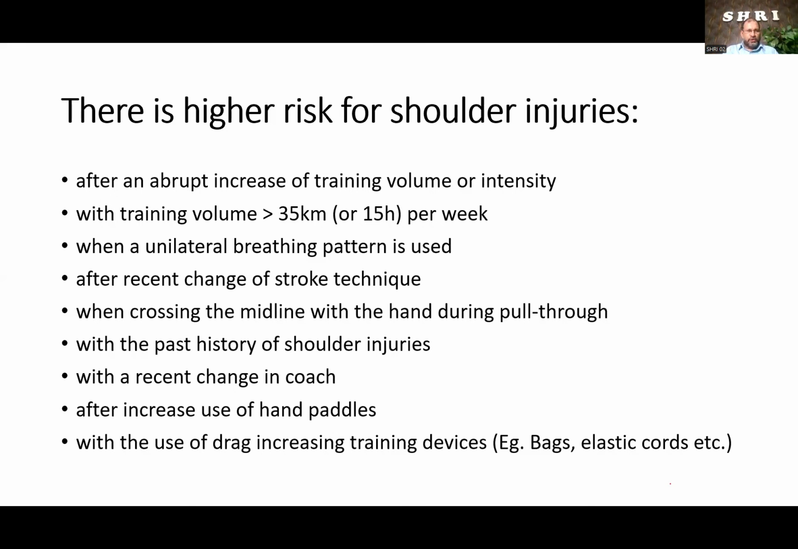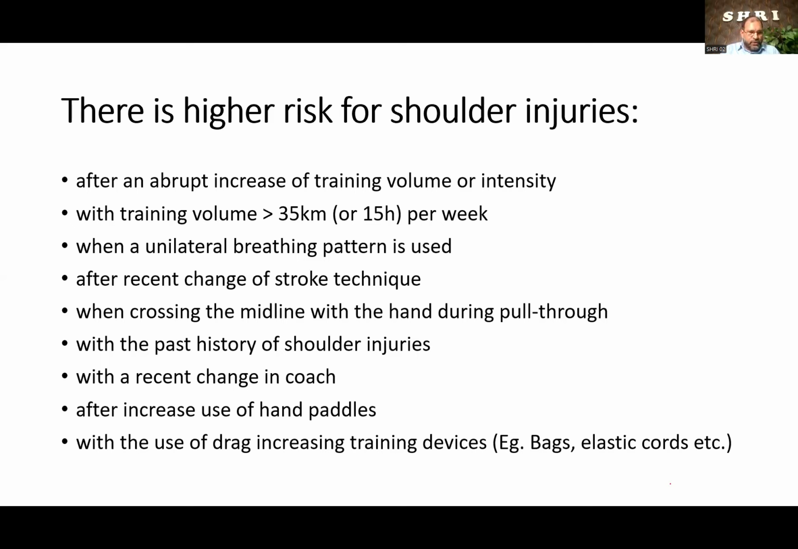So if you cross the midline in the pull through phase when you're swimming, they are also more prone to get shoulder injuries. The other one is past history of shoulder injuries or any disease. If there's a past history, there's a high chance of getting it again, or recurrence. With a recent change in coach, different coaches have different techniques, so when they change the coach, very often the risk is high.